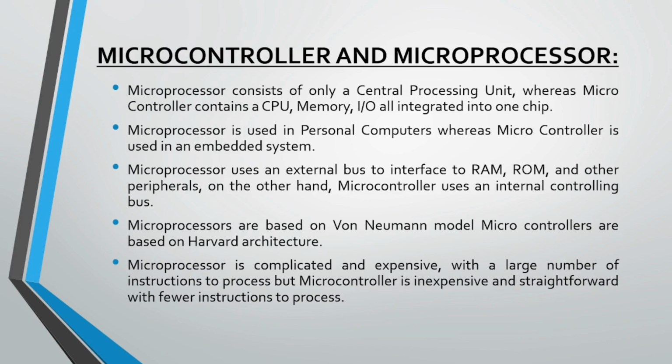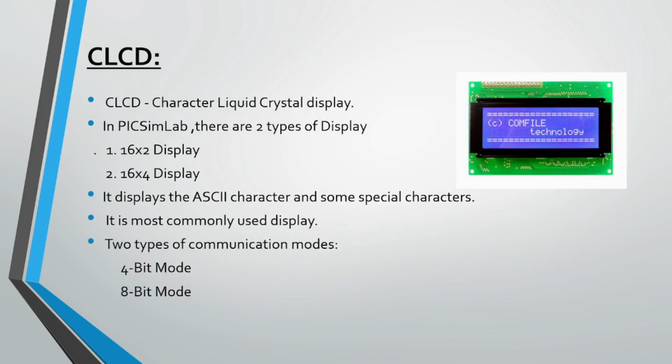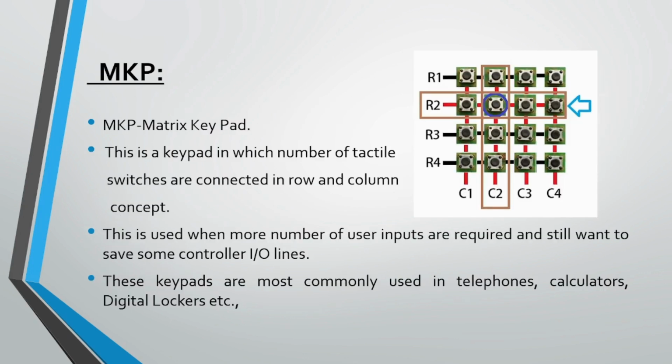Coming to CLCD. CLCD stands for Character Liquid Crystal Display. It displays the ASCII characters and some special characters. It is the most commonly used display. It consists of two types of communication modes: a 4-bit mode and an 8-bit mode. In PICSIM there are two types of displays. One is 16 into 2 display and the other is 16 into 4 display.